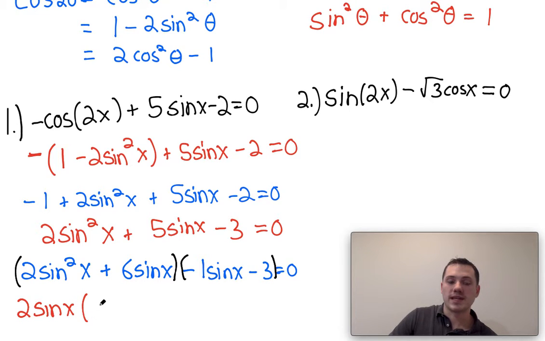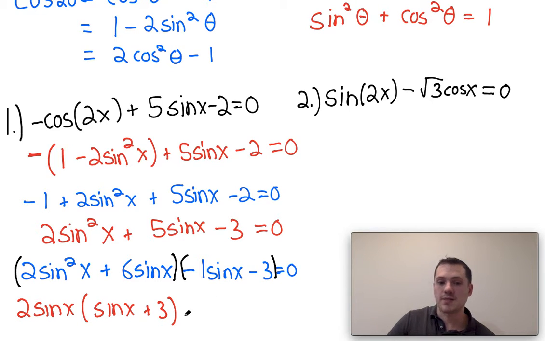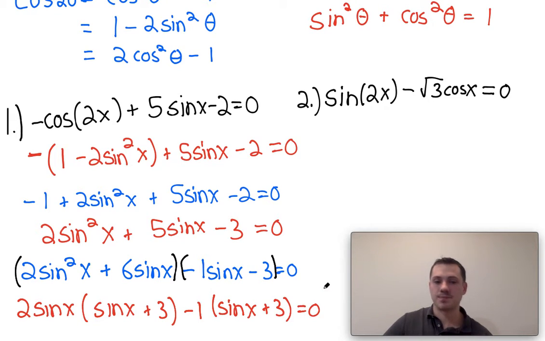And what I'm left with inside of the parentheses is sine of x plus 3. Now out of the second term, I can take a negative 1 out. And it has to be a negative 1, because that's going to leave what's inside of the parentheses will be the same in both sets of parentheses.